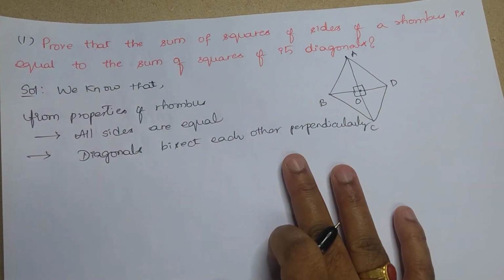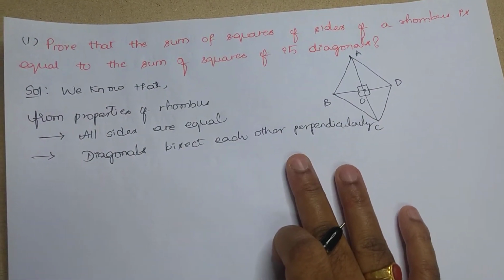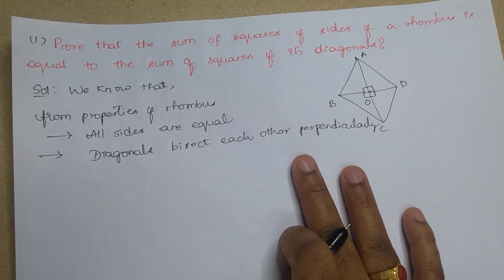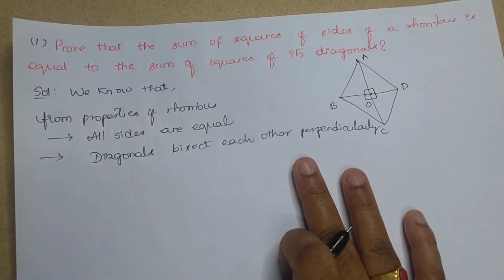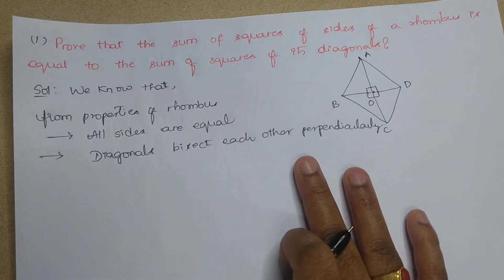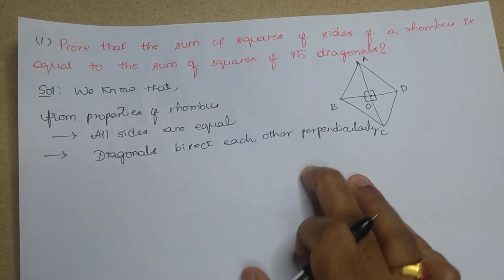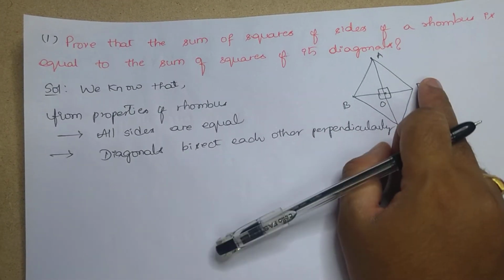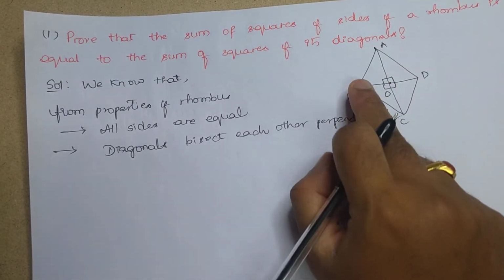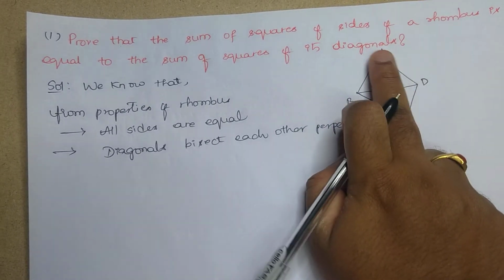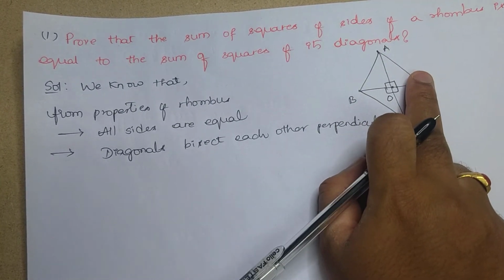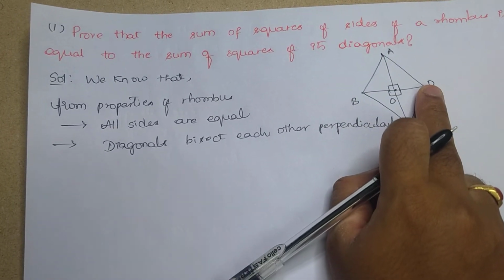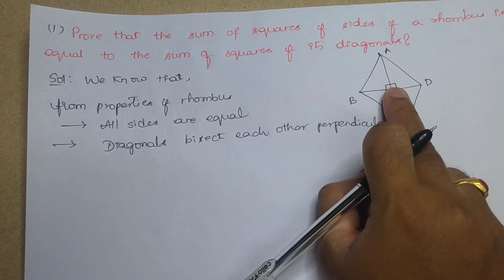Hello friends, let's solve question number 1 of exercise 8.4. Prove that the sum of the squares of the sides of a rhombus is equal to the sum of the squares of its diagonals. So here I have just drawn the figure of a rhombus with the vertices A, B, C, D such that AB, BC, CD and AD are the sides of the rhombus and AC and BD are the diagonals intersecting each other at the point O.